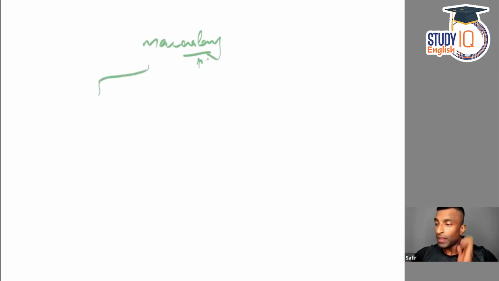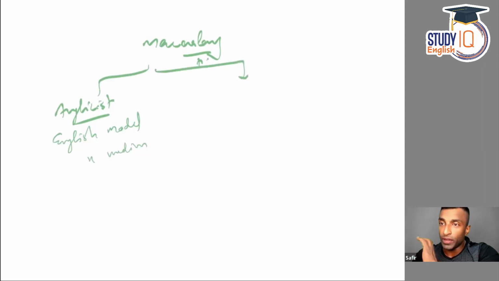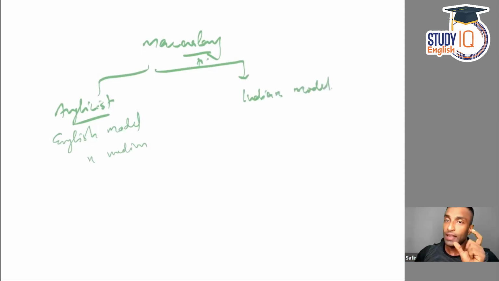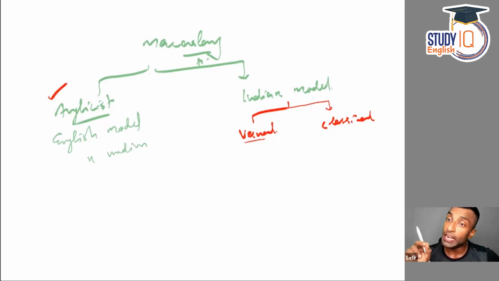One section is the Anglicists. They are of the opinion that you should be giving English education, English model, and in English medium. And the other sections would prefer the Eastern model or the Indian model. Even within that, there is a division: if you are adopting the Indian model, one group goes with a vernacular language, the local language, like if you're a Keralite, Malayalam, Tamilian, then it is Tamil, then Telugu, Kannada, like that. That is a vernacular language. And the other section is talking about the classical language. So obviously, finally, Anglicists won the debate, and they decided to give education in English model and in English medium.